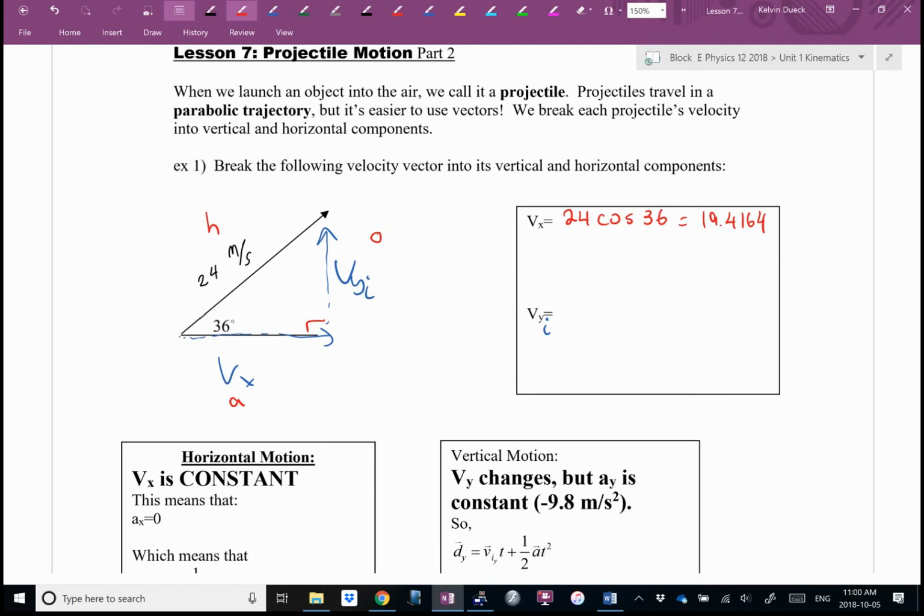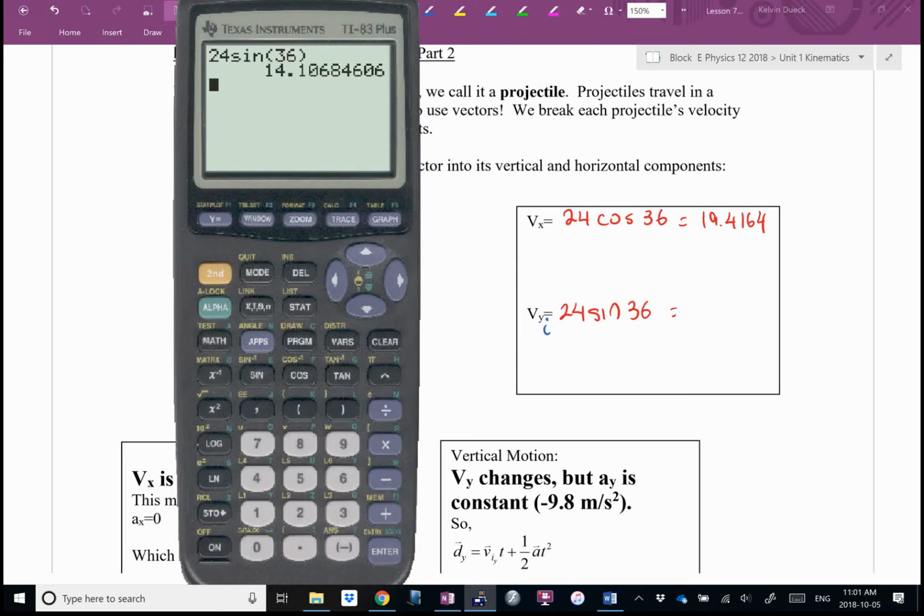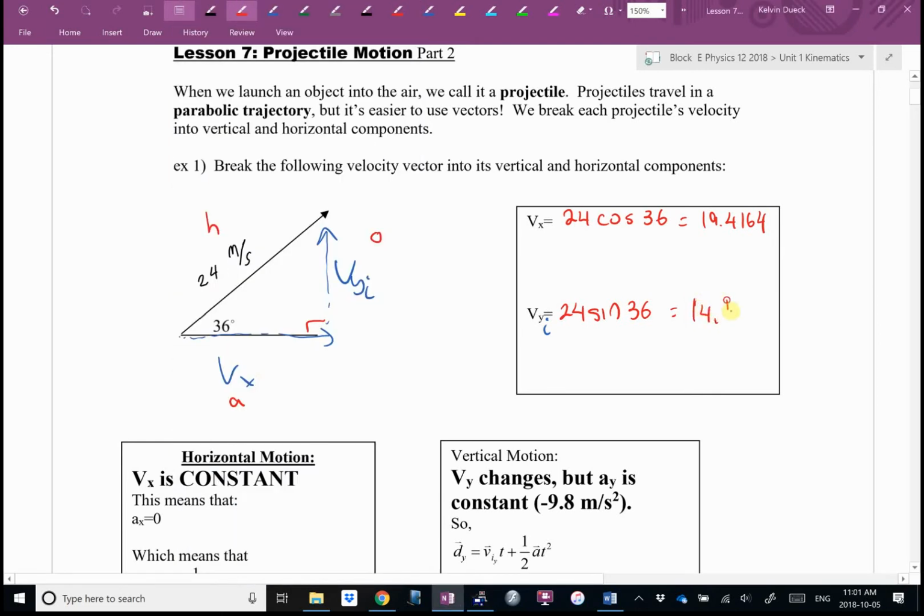Vy initial, oh yeah, I put the initial there because that's the one that's changing, but Vx isn't changing because what's the horizontal acceleration? Yeah. Vy initial is going to end up being 24 sine 36. Did I round off properly? Yeah, the 4 there.